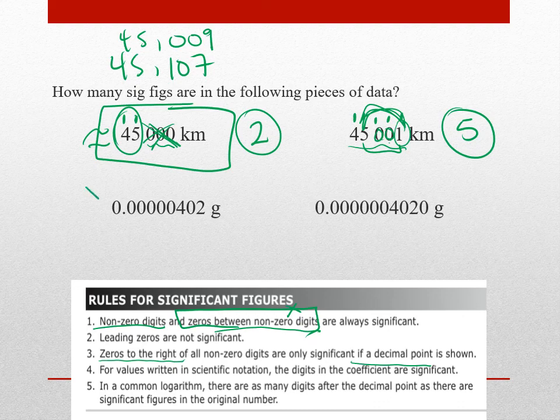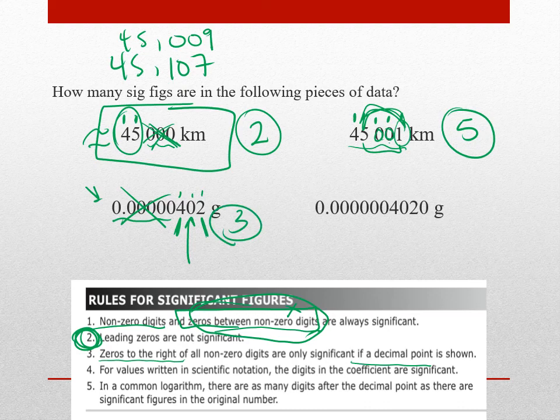Let's look at this one, 0.0000402 grams. We know that the 4 and the 2 are going to count because they're not zeros. These are all leading zeros, and leading zeros are not significant. So these don't count. How about this one, 0? It's between non-zero digits, so it does count. We have 1, 2, 3 sig figs in this piece of data.